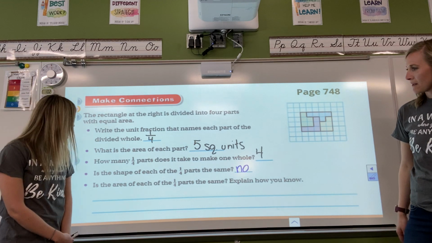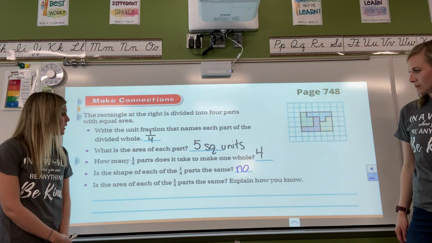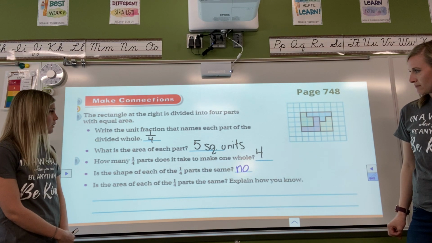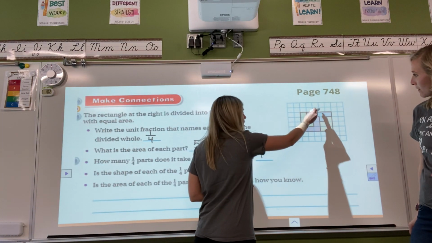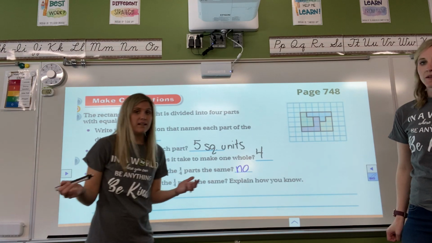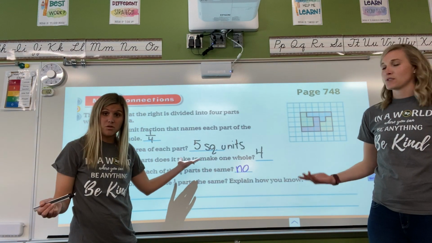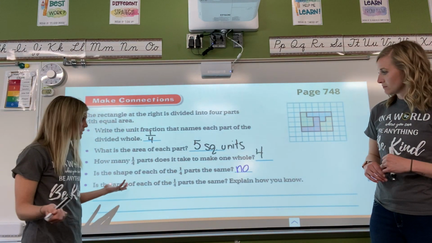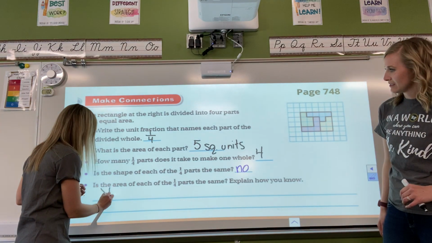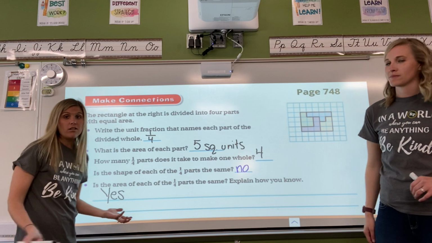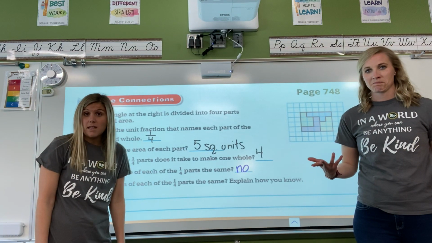Good. Next one, it says, is the area of each of the 1/4 parts the same? Well, Miss Poppy, when she counted the area of each shape, said that each one had an area of 5 square units. So is the area of each 1/4 part the same? Yes. So even though the shape is different, the area, or the inside, is still the same.